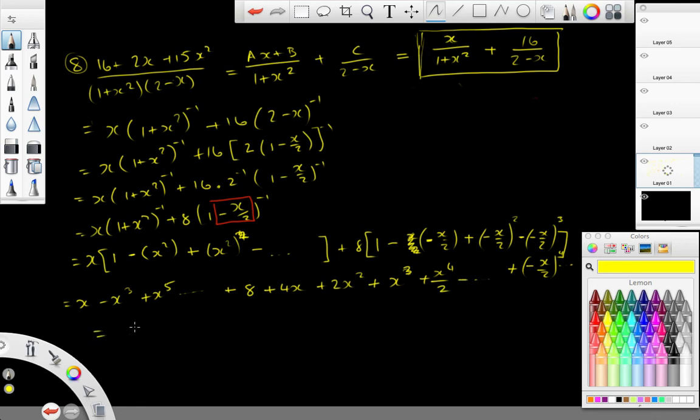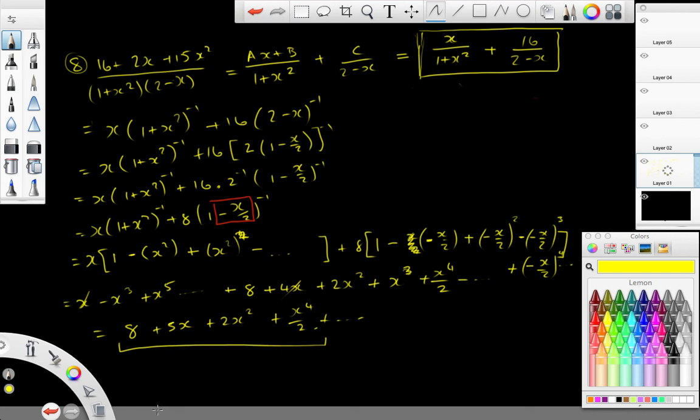So join them all up. We have 8 plus 5x, that's that and that, minus x cubed plus x cubed is nothing, and we've got 2x squared there. Then x to the power 5 we're not considering, and we've got plus x to the power 4 over 2. That's the expansion up to the power of 4.